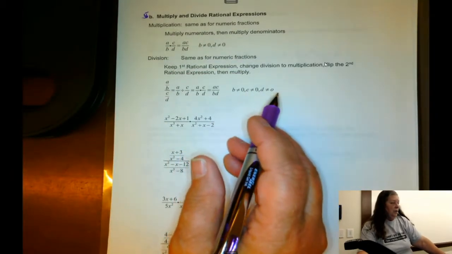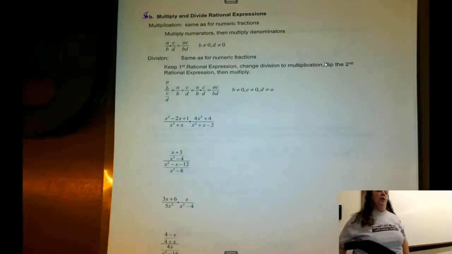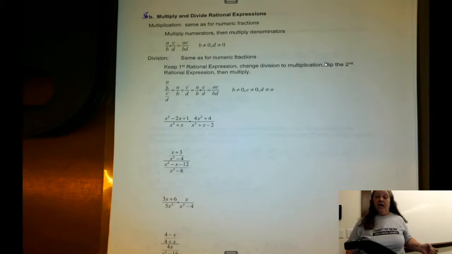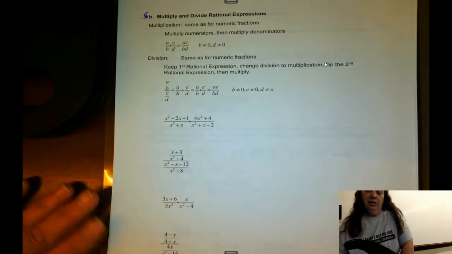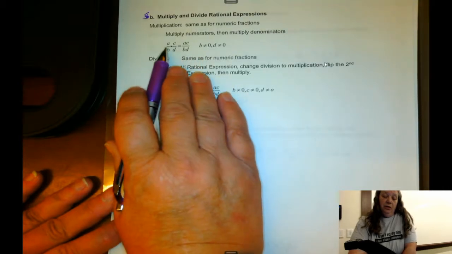Okay, we've worked with reducing rational expressions. Now we're going to look at multiplying and dividing. Well, multiplying and dividing rational expressions, just like for regular numeric fractions, it's easier than addition and subtraction. And I've written out here basically what you do.